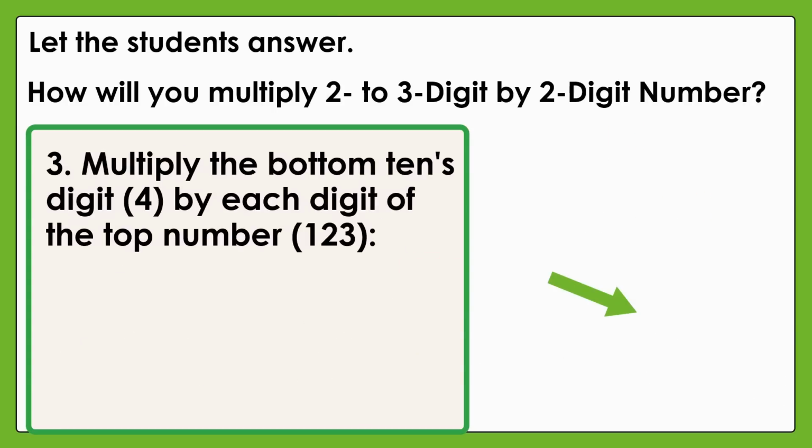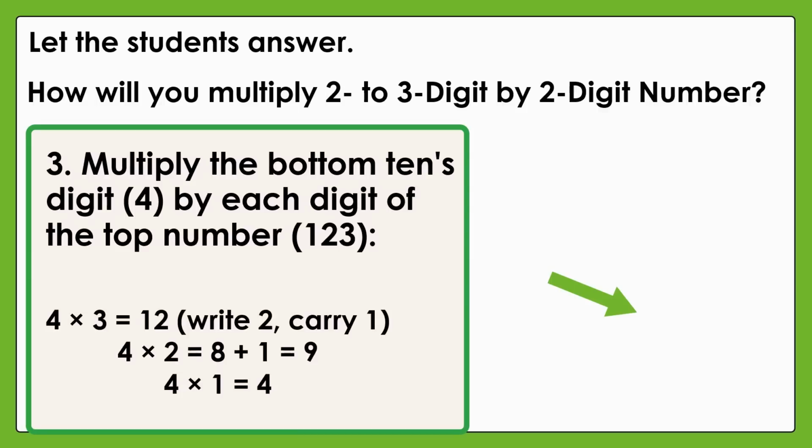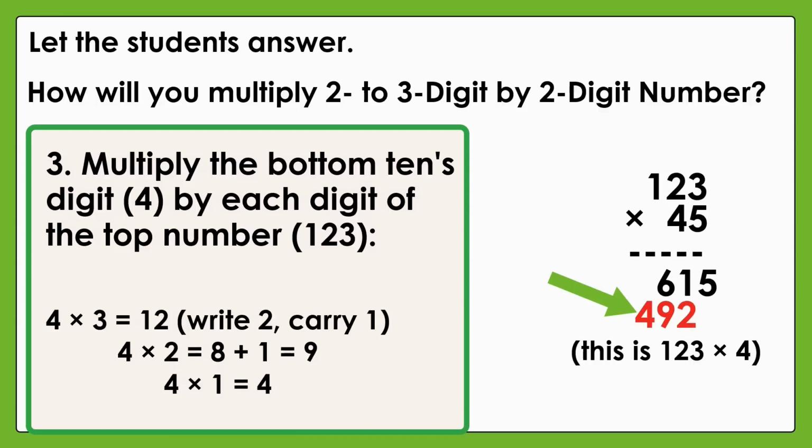Number 3, multiply the bottom tens digit 4 by each digit of the top number 123. 4 times 3 is equal to 12. Write 2, then carry over 1. 4 times 2 is 8 plus 1, 9. 4 times 1 is equal to 4. Therefore, 123 times 4 is equal to 492.